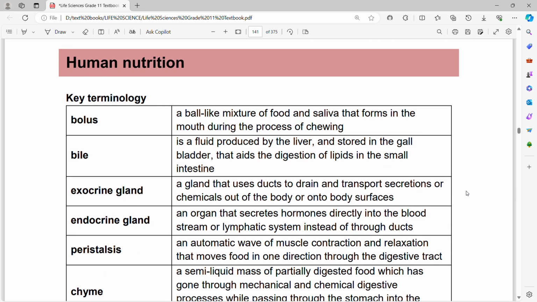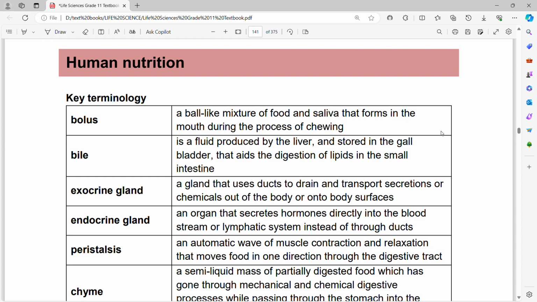Let's move on. Human nutrition. Before we move on, we need to understand some of the terminology so we can understand exactly what each of the parts mean, or what the textbook says. So bolus is a ball-like mixture of food and saliva that forms in the mouth during the process of chewing. Bile is a fluid produced by the liver, and it is stored in the gallbladder, and it aids in digestion of lipids in the small intestine.